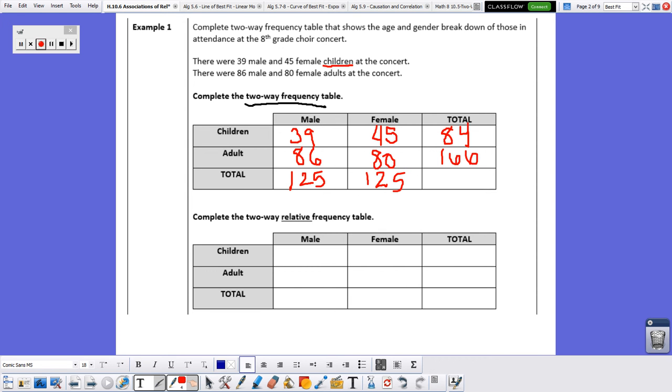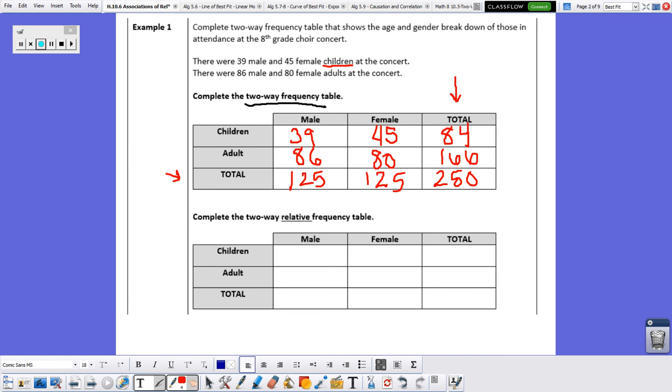And now, just like we learned yesterday, we want to add our totals going down in our column and across in our row, just to make sure that the total is the same for our total section here. So either way, we get 250 total people at the concert. Okay, now we're going to divide each one of those boxes in our two-way table by 250 to get the decimal that goes in each section.